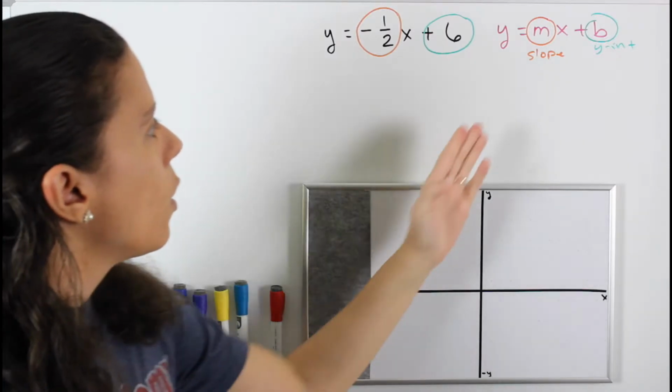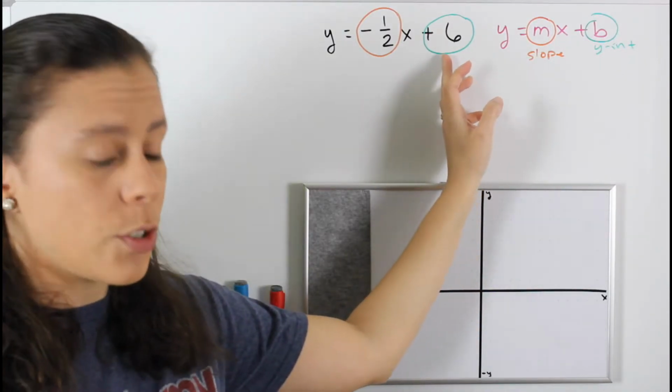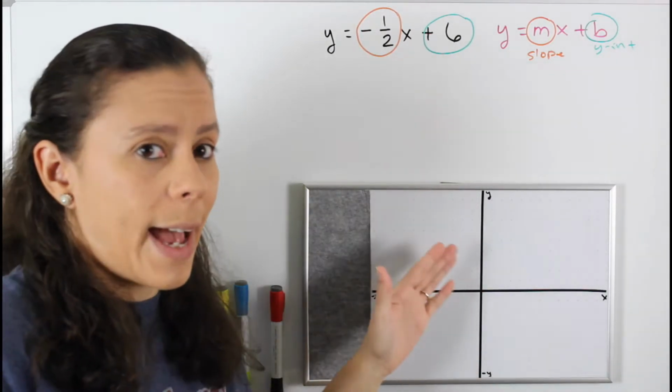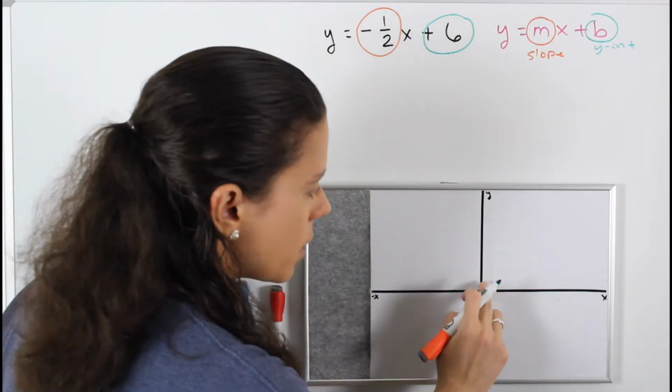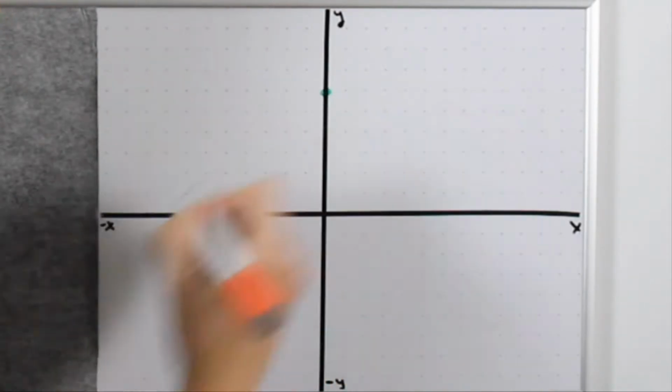But first thing I am going to do is I am going to plot in the y-intercept. And what is the y-intercept? It's simply a point on the y-axis, right? So I'm gonna go 6 up from the origin. 1, 2, 3, 4, 5, 6. So I'll be right here.